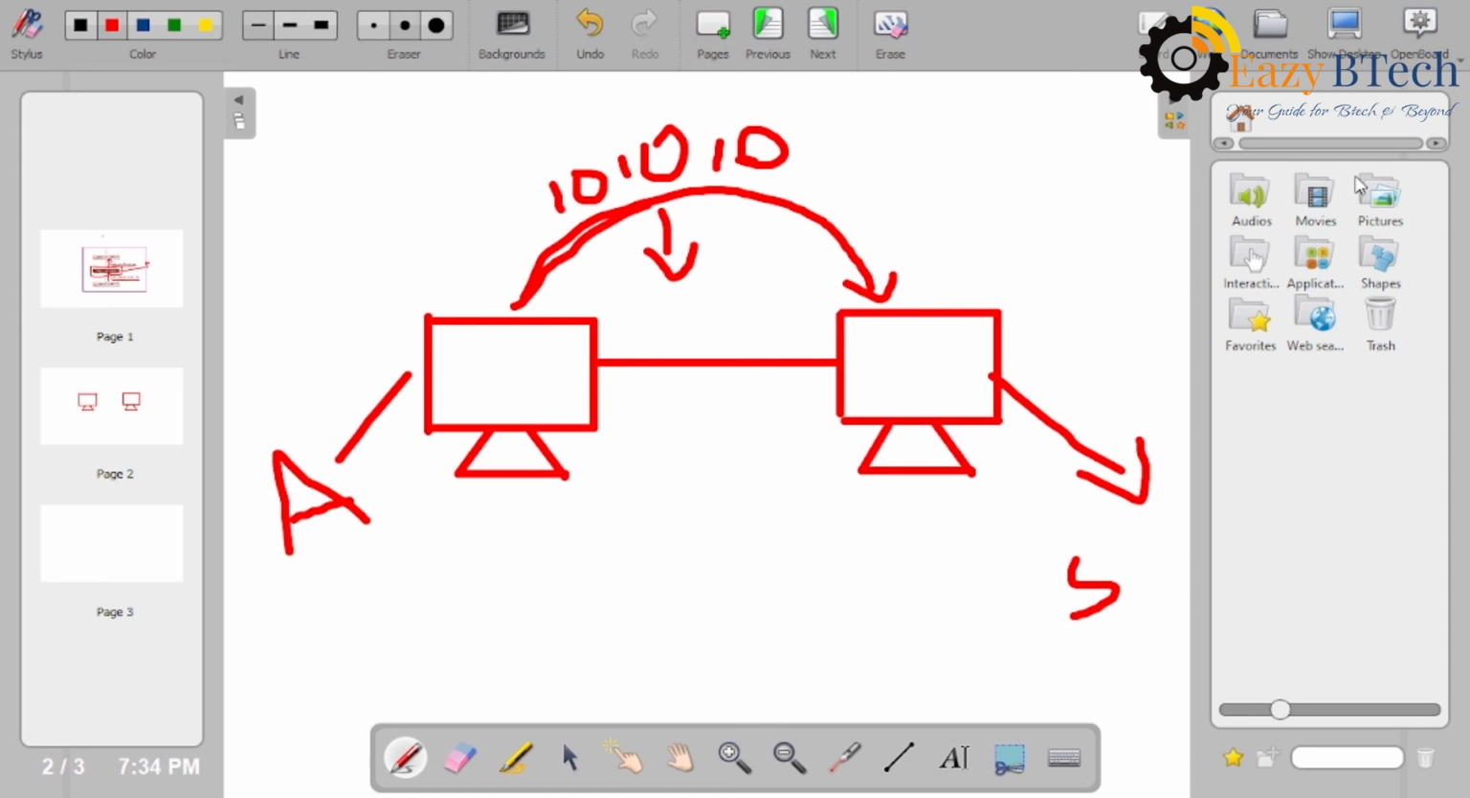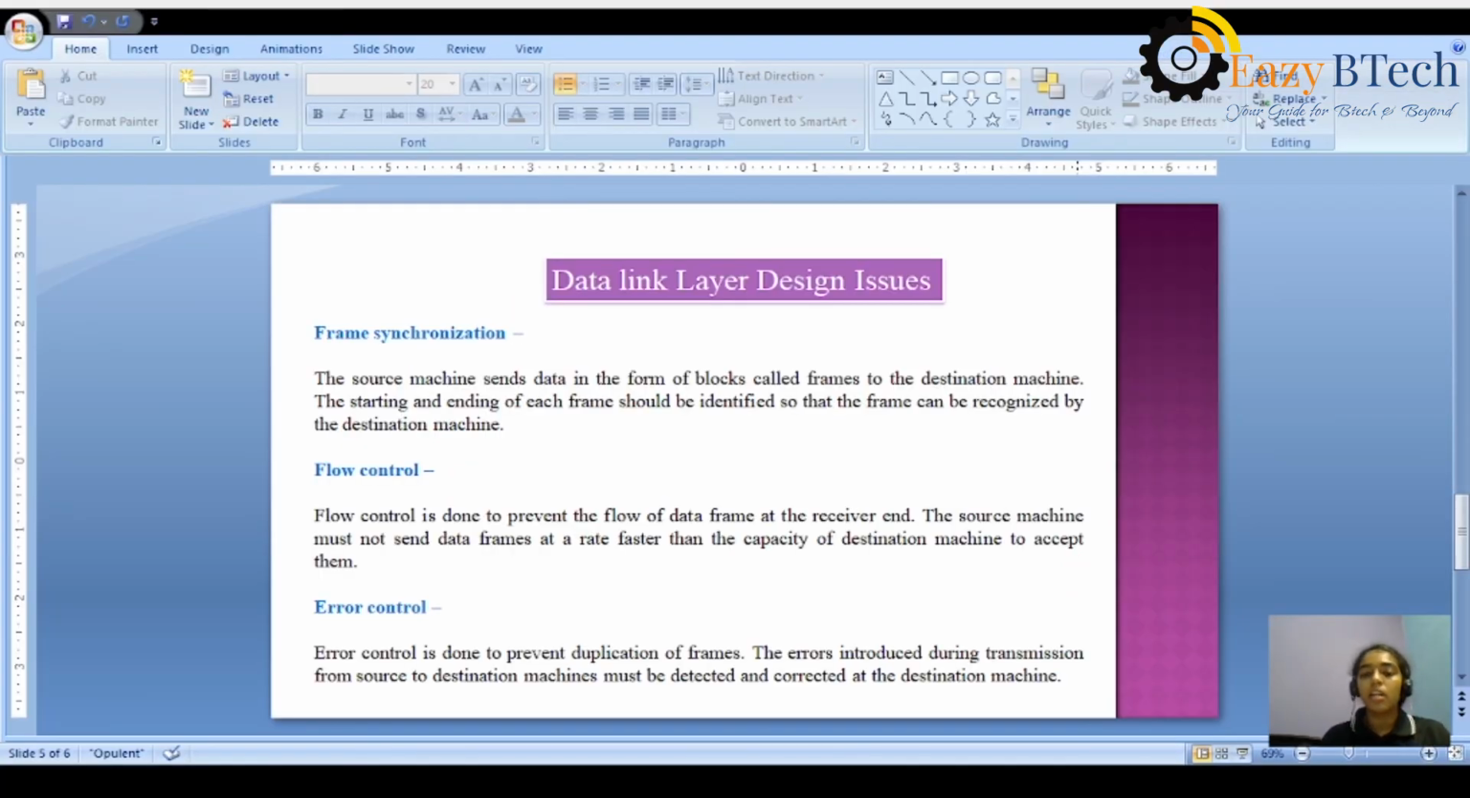And the next one, error control. Error control means there is a chance of errors coming into the data while transmitting from source to destination. We have to rectify that particular type of error to prevent duplication. Error control also means there is a chance of duplication of frames; to prevent that duplication of frames, we need error control. We will discuss each and every design issue very deeply in later classes, and these are the four design issues of a data link layer.